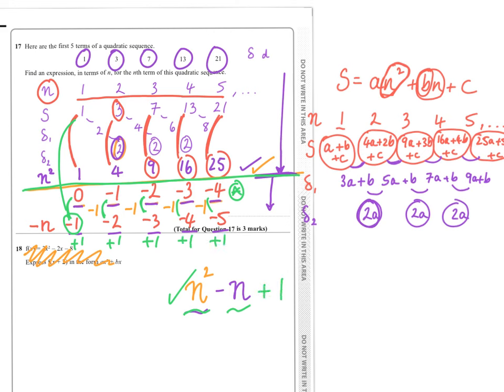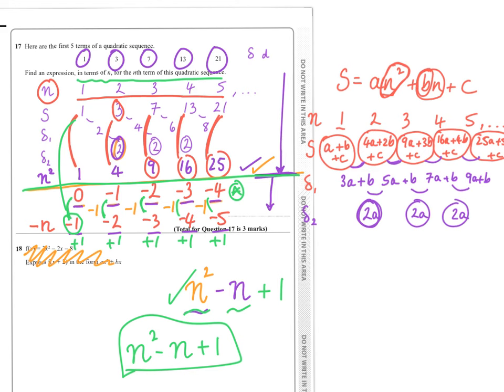So our final answer is an expression, and an expression does not have an equal sign in it. Find an expression in terms of n for the nth term of this quadratic sequence. We would just write n squared minus n plus 1.